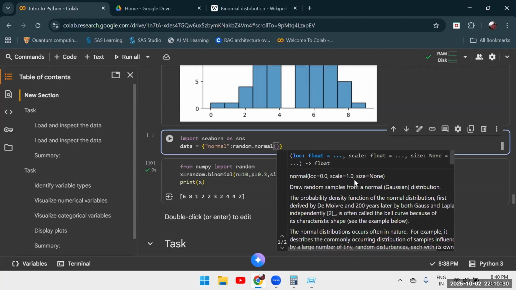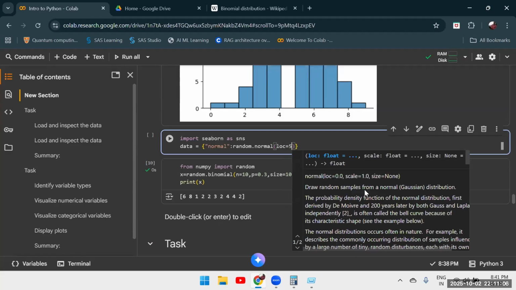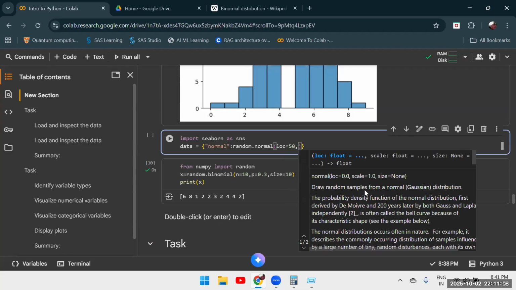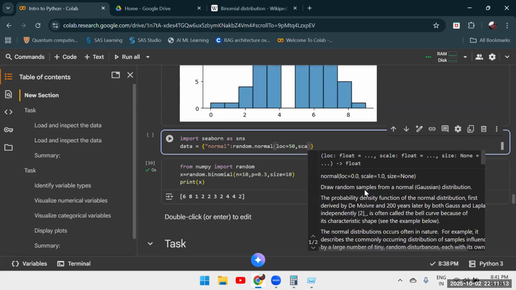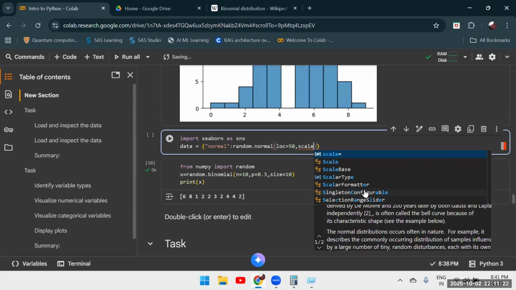So what does LOC mean, Raghav, in a normal distribution? LOC is nothing but mean. Mean value is considered as LOC. So I'm going to first give the value for my LOC, which will be my mean, as 50. And the second value that I'll be giving is a scale. So what is the scale? Sashi, what is the scale?